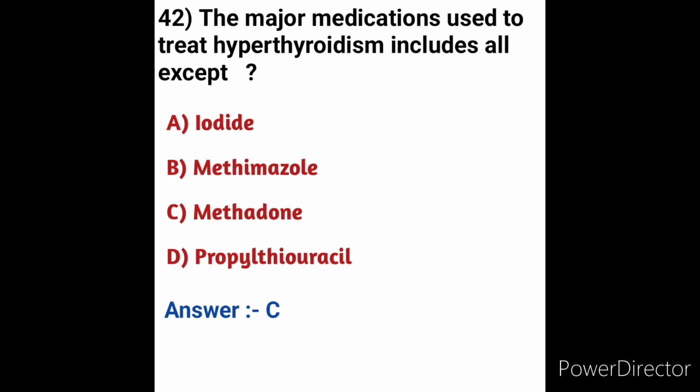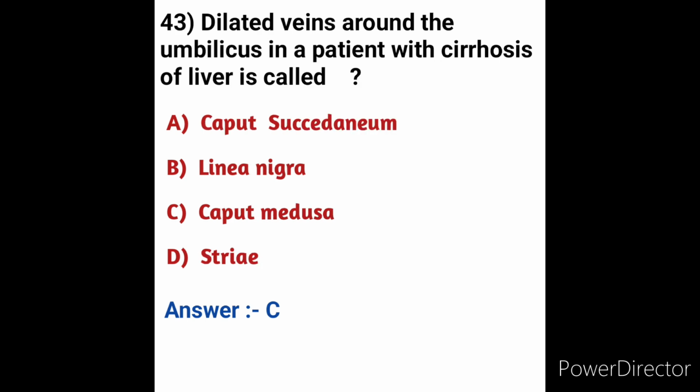Next, move on to question number 43. Dilated veins around the umbilicus in a patient with cirrhosis of liver is called as. You will see the options here. Option A caput succedaneum, option B linea nigra, option C caput medusa and option D striae. Here option C is the correct answer, caput medusa. The dilated veins around the umbilicus in a patient with cirrhosis of liver is called caput medusa.